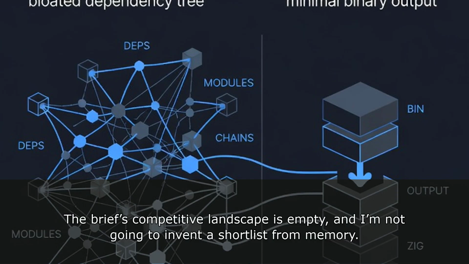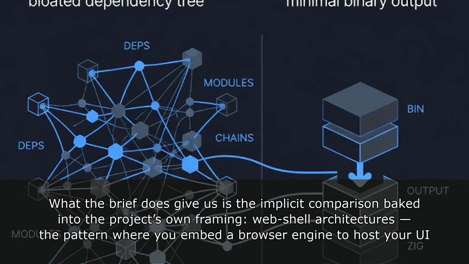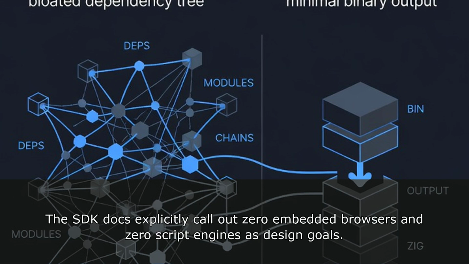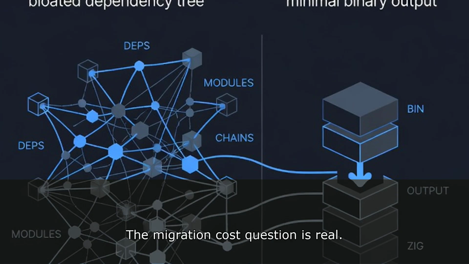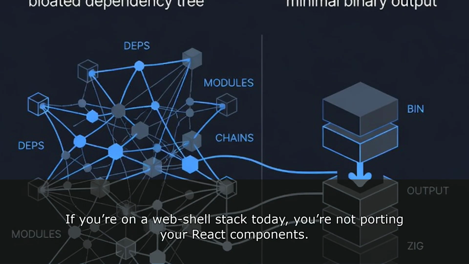What the brief does give us is the implicit comparison baked into the project's own framing. Web shell architectures, the pattern where you embed a browser engine to host your UI, versus transpiled native, where the browser never enters the picture. The SDK docs explicitly call out 0 embedded browsers and 0 script engines as design goals.